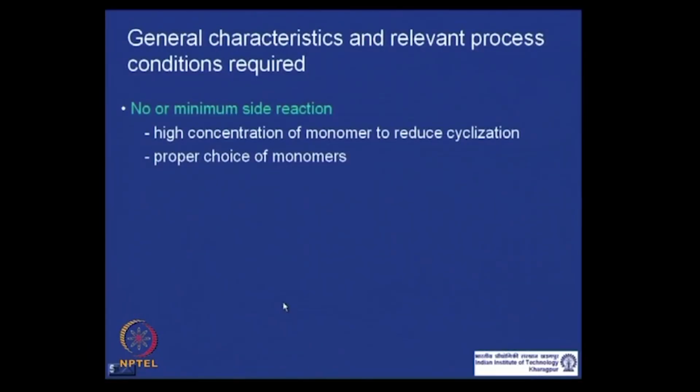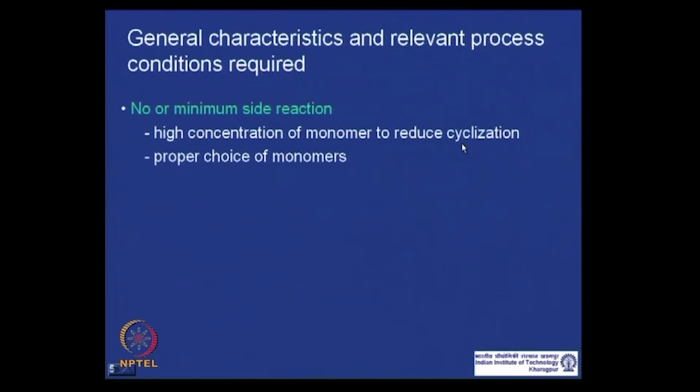And if any side reactions hinder the reactivity of your functional group, if some species is generated which affects the reactivity of the functional group, that also will hinder the polymer formation. So, proper choice of monomer is also very important, and as we have seen, to reduce cyclic molecule formation, it is preferred that we do the reaction in high concentration of monomer.